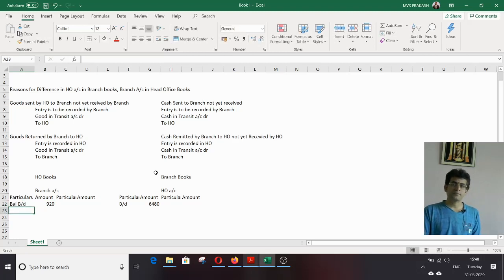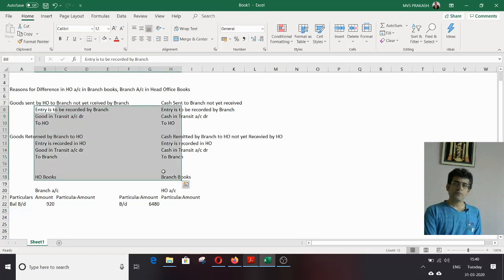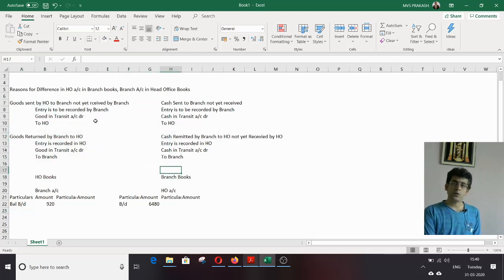There is a difference. There could be 4 reasons for having a difference. Now for each and every reason, the entry going to be passed is different. Now let us see what the reasons for this are in the problem, so that I can do the reconciliation. Let us go back to the problem there.